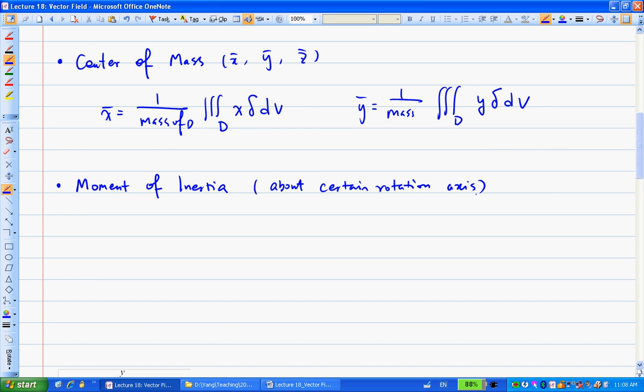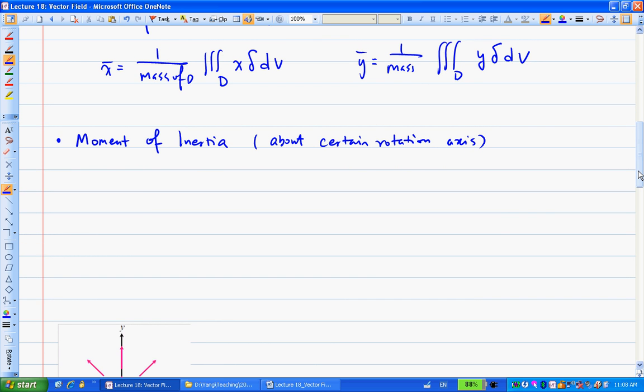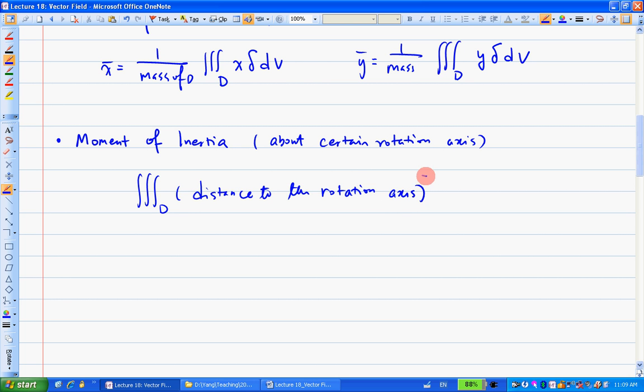Okay. So the general formula for moment of inertia is a triple integral over the region D of the distance to the rotation axis squared, multiplied by delta dV. That's the typical general moment of inertia formula.